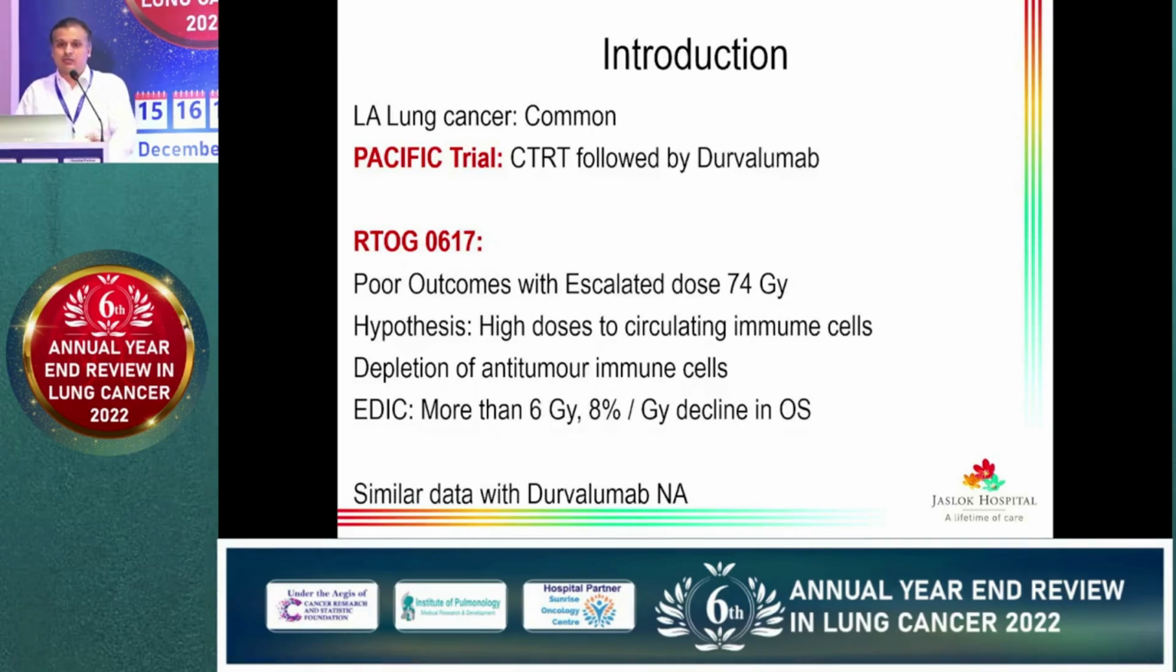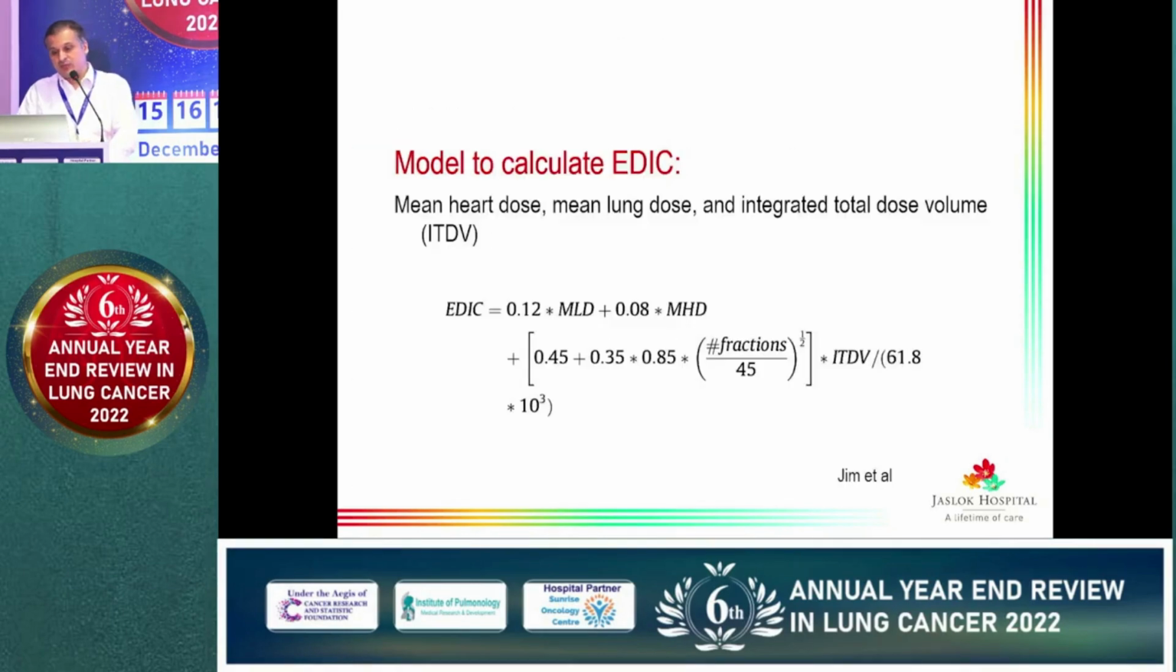However, similar data in durvalumab-treated patients is not available, and the current paper tried to see the impact of EDIC on the outcomes in durvalumab-treated patients. So this is the model to calculate the EDIC, given by GMAT. It calculates the mean heart dose, mean lung dose, and the integrated total dose volume. That is, they try to see the dose received by the integrated body, or the scanned body, for a particular patient, and they take into account the number of fractions planned and the weight of the patient.